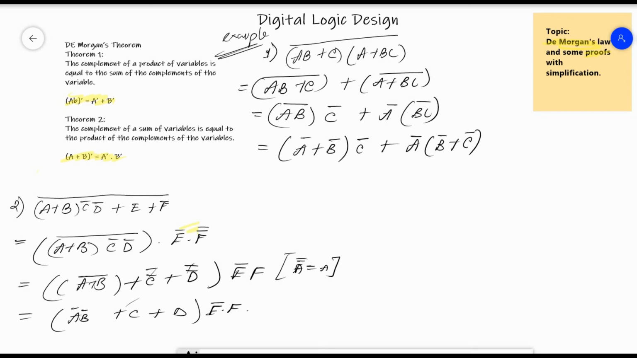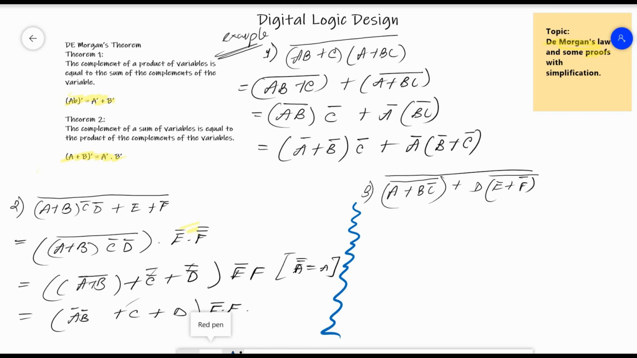So we will practice this last example for application of De Morgan's theorem. Now this might look a bit complicated with all these bars over here, but it can be simplified pretty easily. So let me draw a boundary here so that we don't mess it up. So we can rewrite it as (a plus bc bar) double bar into d into (e plus f) bar. So we just used theorem 2 for the second line.